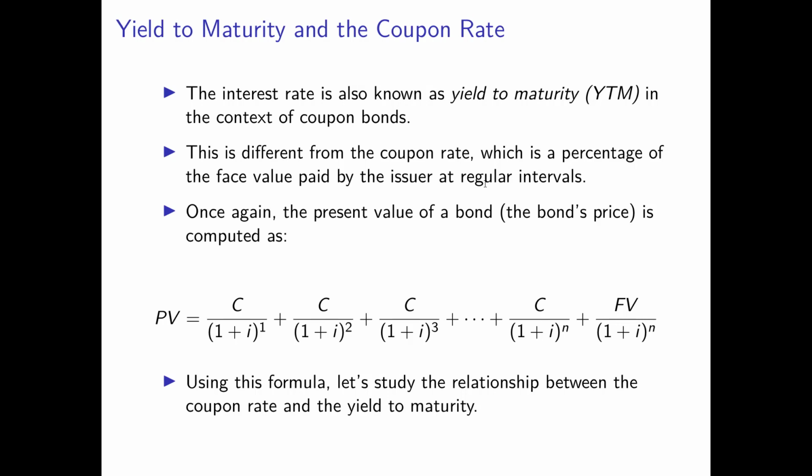So this is different from the coupon rate. This is something that I mentioned before, and that coupon rate is the percentage of the face value that you have to pay at regular intervals. So the yield to maturity and the coupon rate are different.